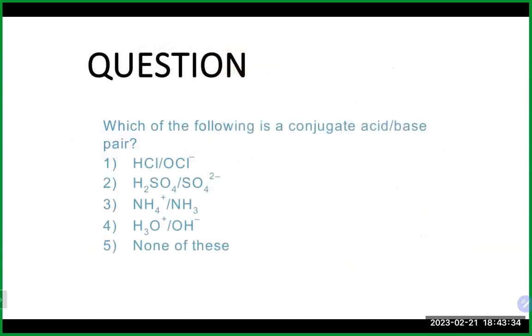All right, so let's take a look at each of these. For each of these, decide, are these conjugate acid base pairs? We have HCl and we have OCl minus, or ClO minus, whichever way you want to look at it. Are they pairs? The difference between these two is an H plus, but there's also a difference in that this one has oxygen and this one does not. So they would not be a pair. So this would definitely not be a pair.